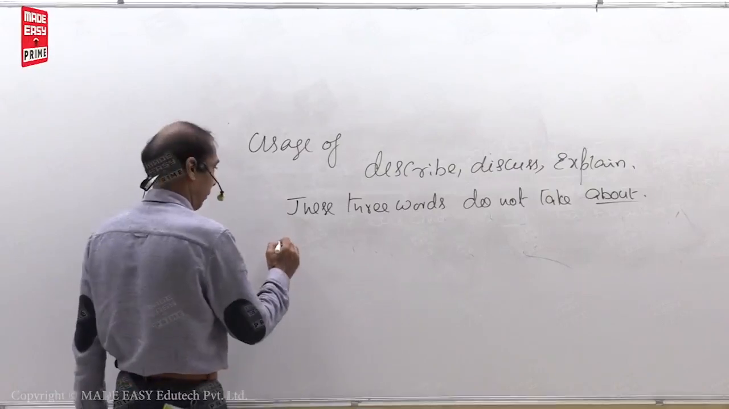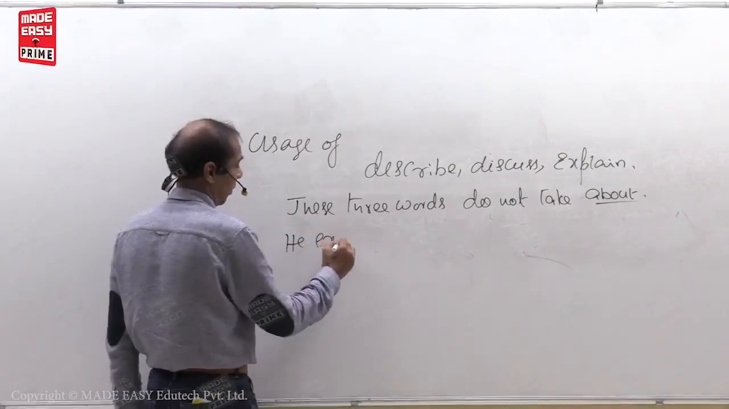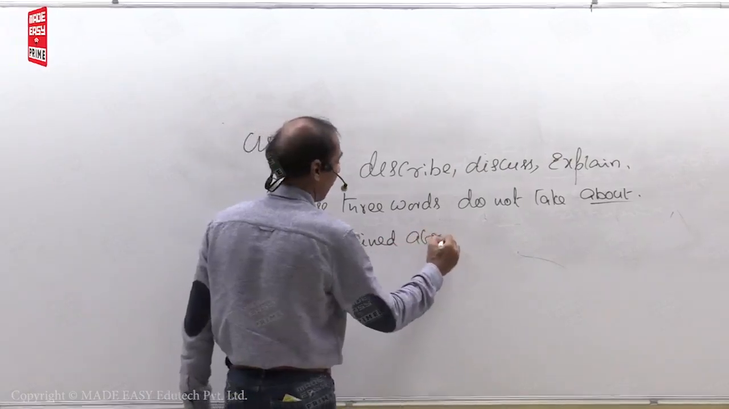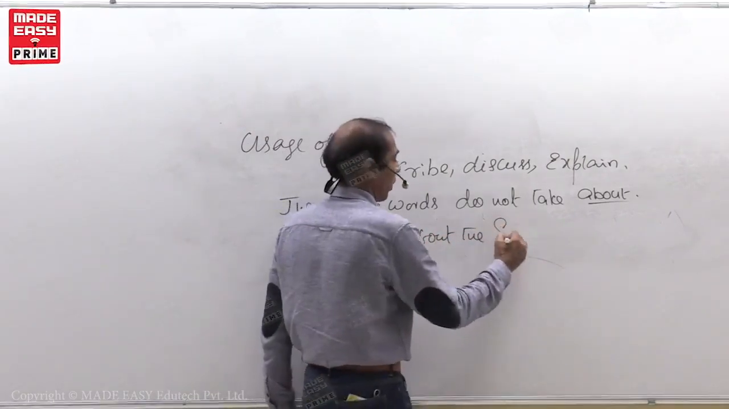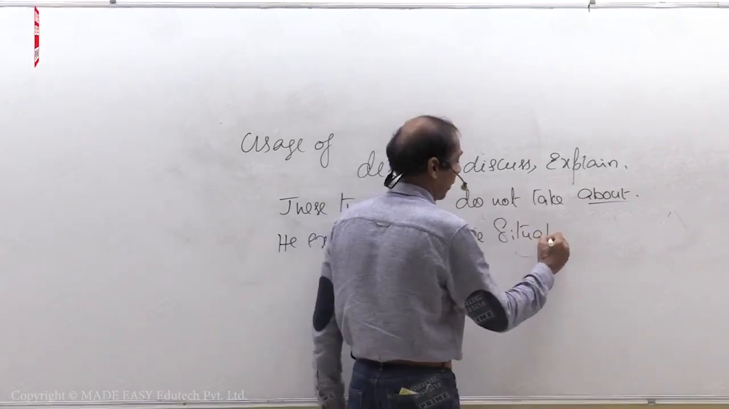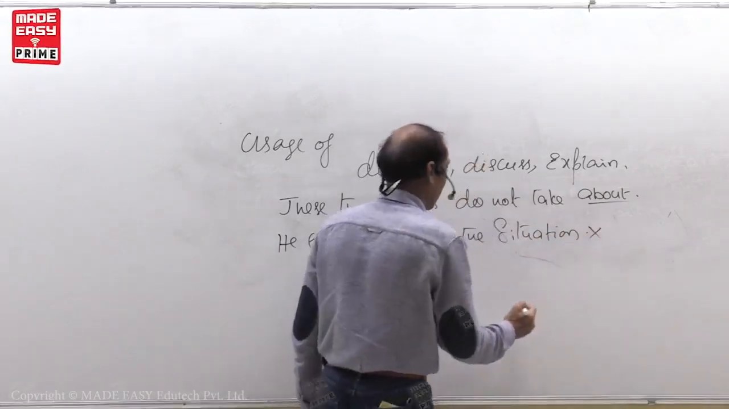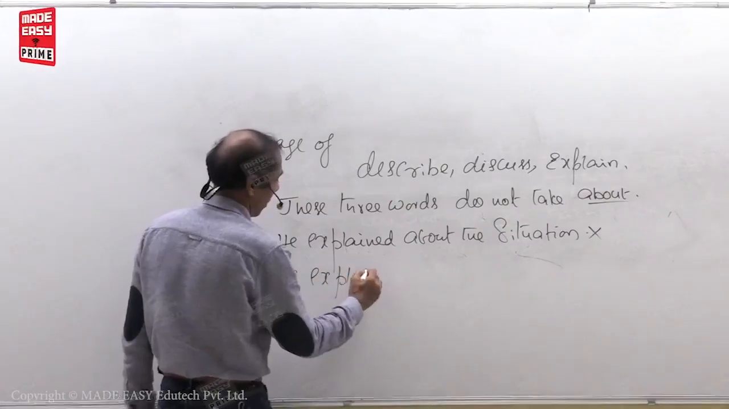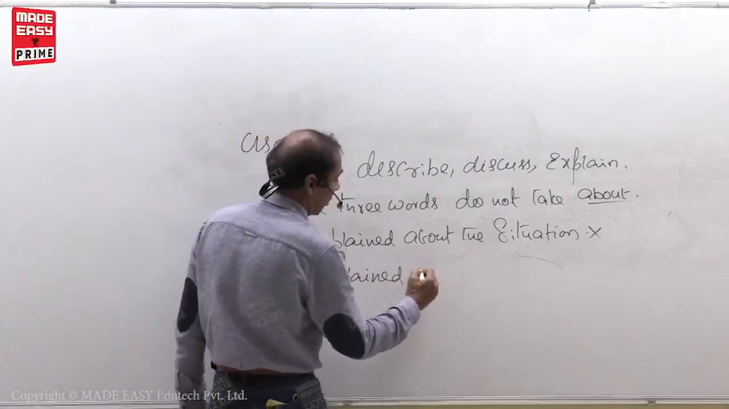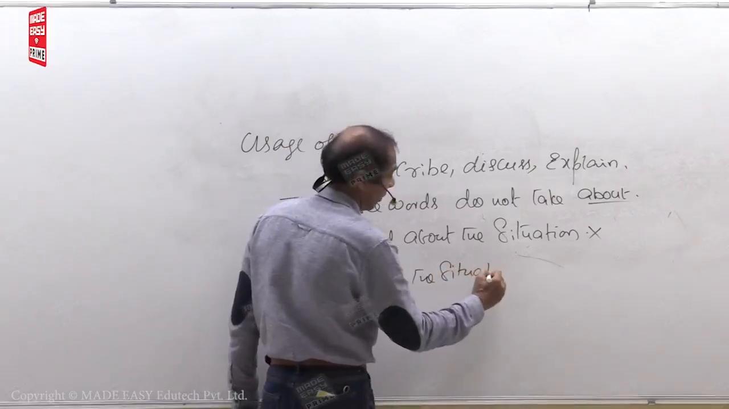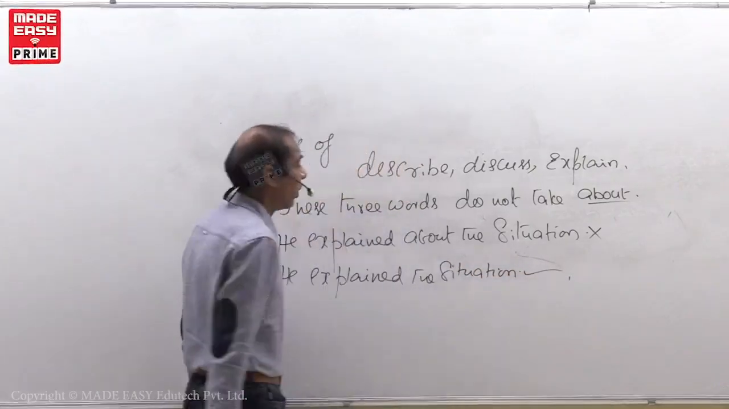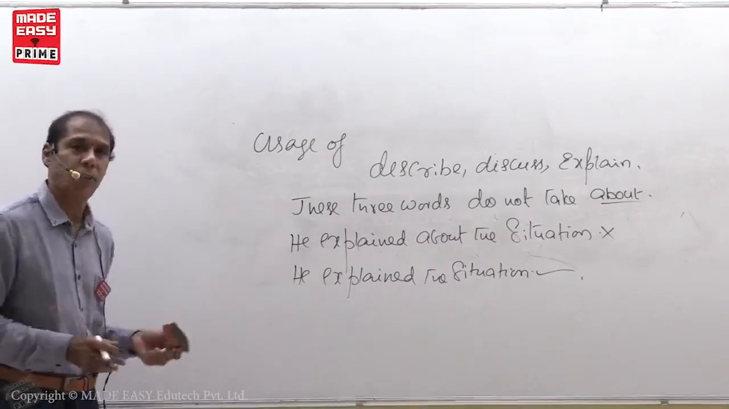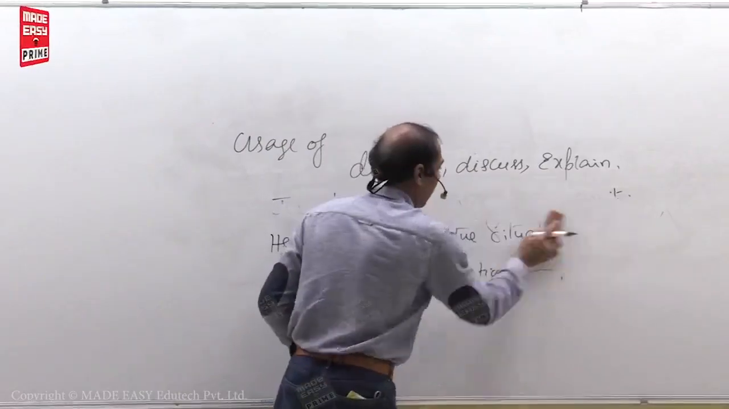For example, see, he explained about the situation. Wrong. He explained the situation. That's it. He explained about the situation. Wrong. Simply you say he explained the situation. Okay.